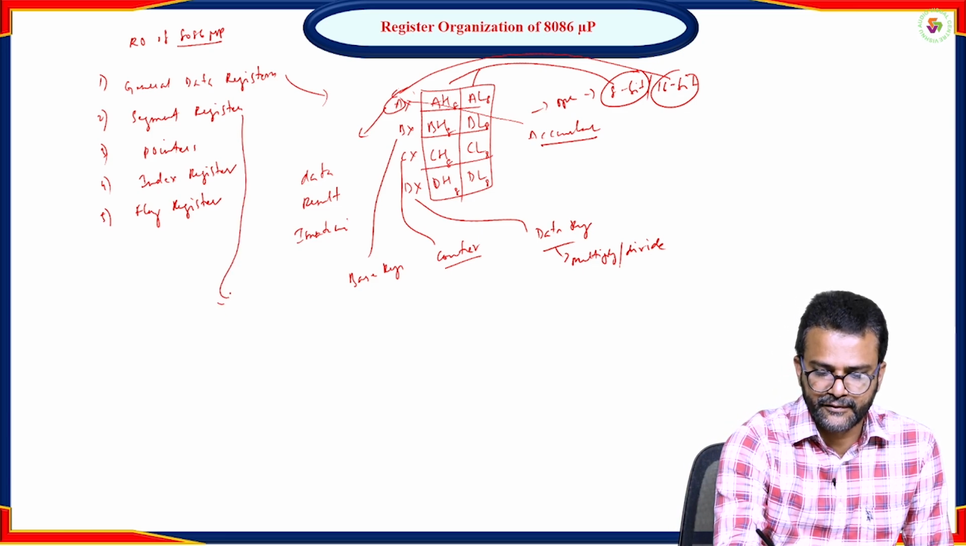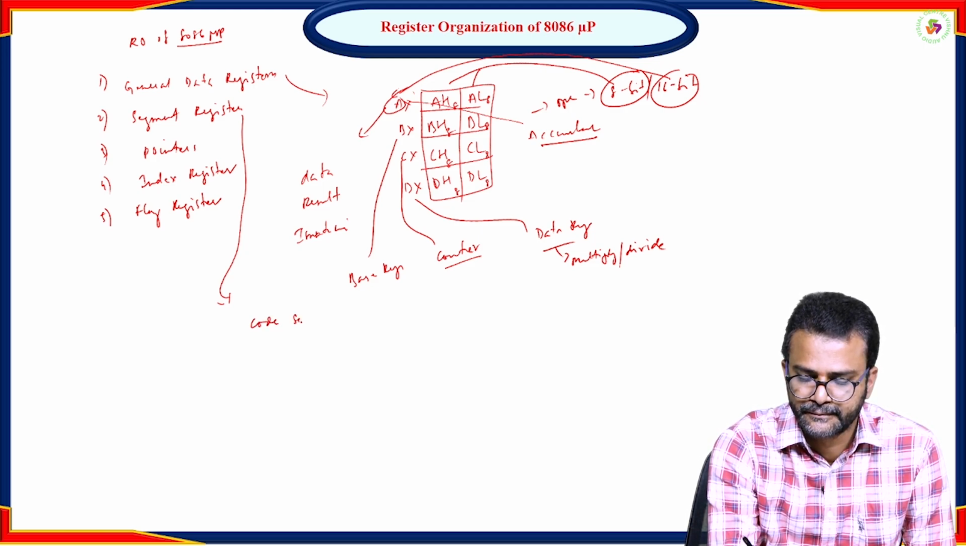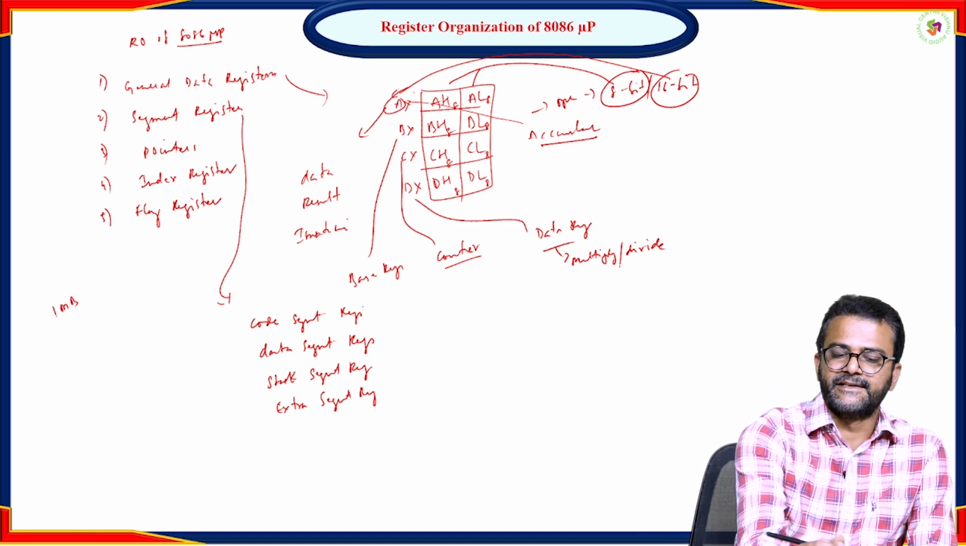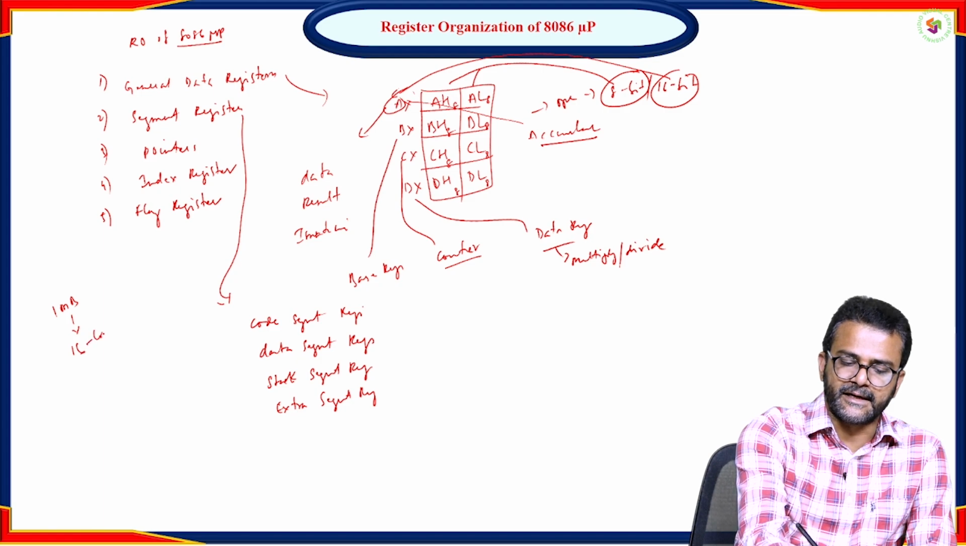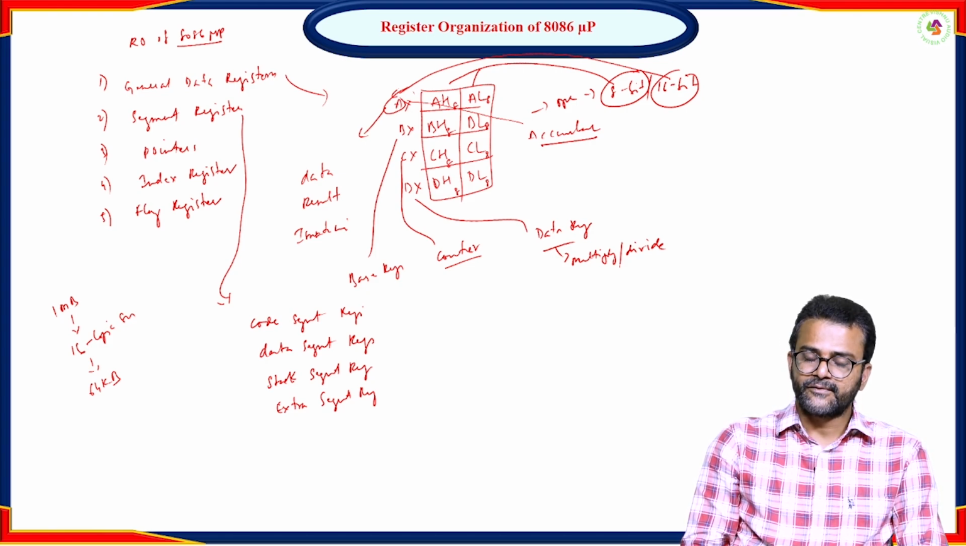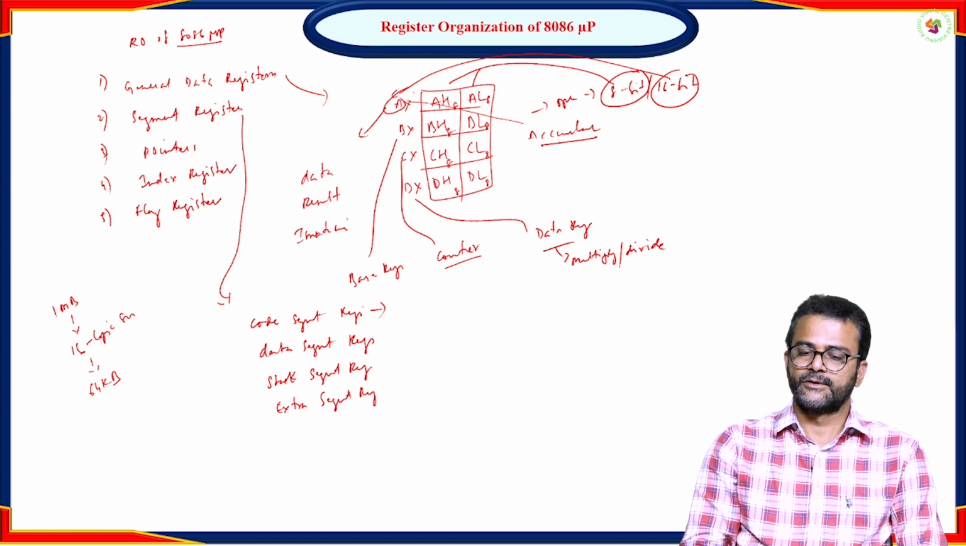Coming to the segment registers, we have the code segment register, data segment register, stack segment register, and extra segment register. Out of the total 1 MB of physical memory available in 8086, it is divided into 16 logical segments, where each size is 64 KB. These 16 logical segments are covered by these 4 segments: code segment, data segment, extra segment, and stack segment. The code segment register is used to point to the memory location where the code resides.